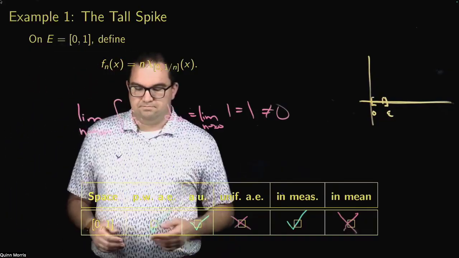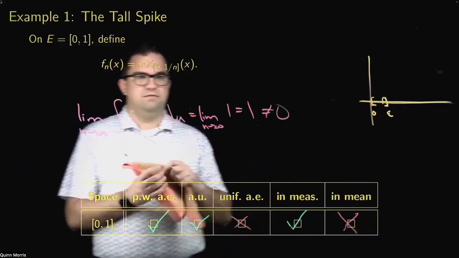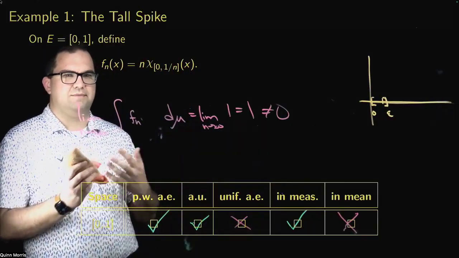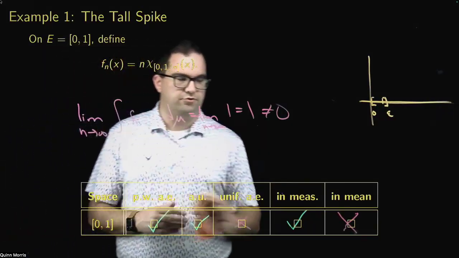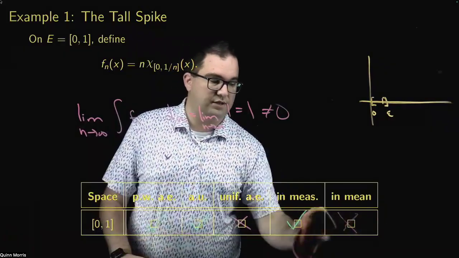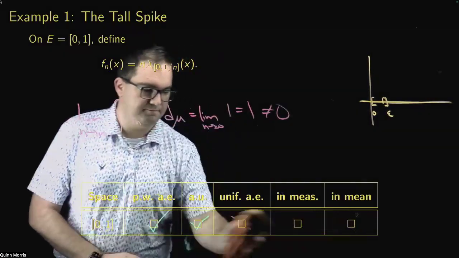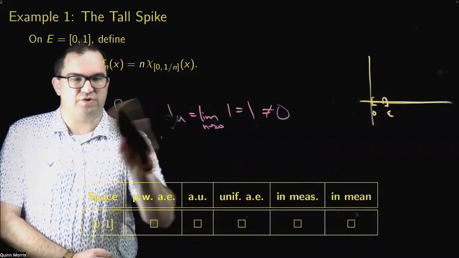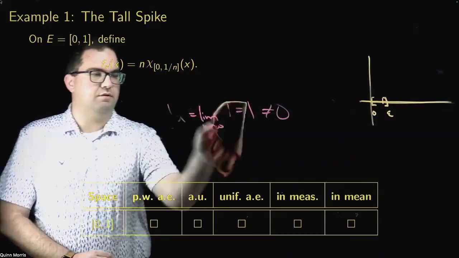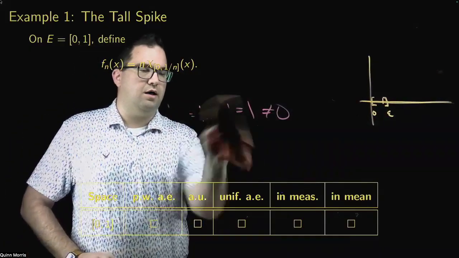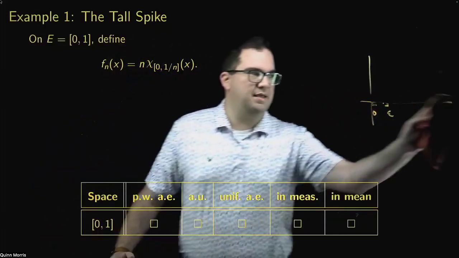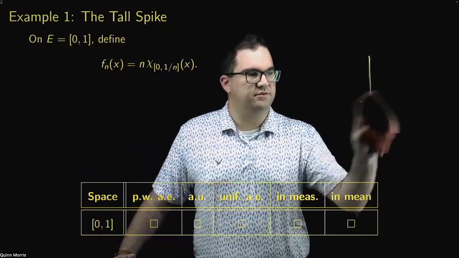So again, through some of these examples, it starts to give us an idea of what types of convergence might imply other types, or actually in this case, what types do not imply other types. Our focus today is going to be on strengthening our understanding of what these different modes of convergence are, while also beginning to think about the relationships that may exist between these different types of convergence.